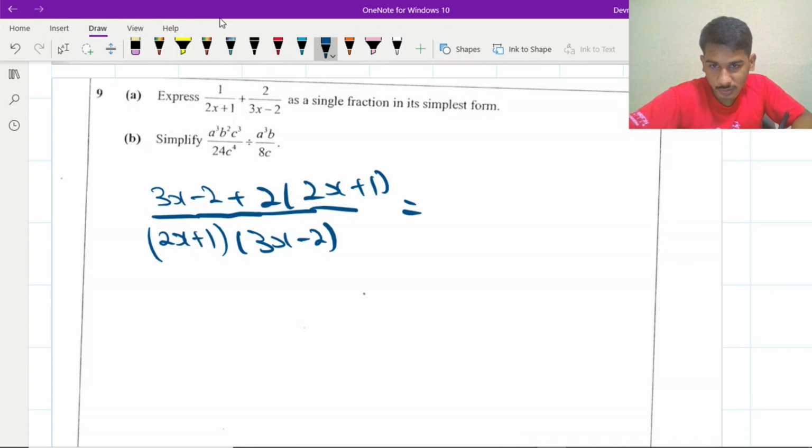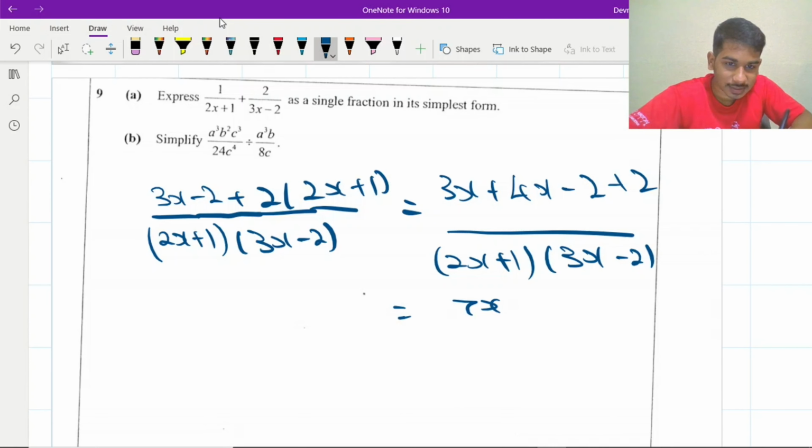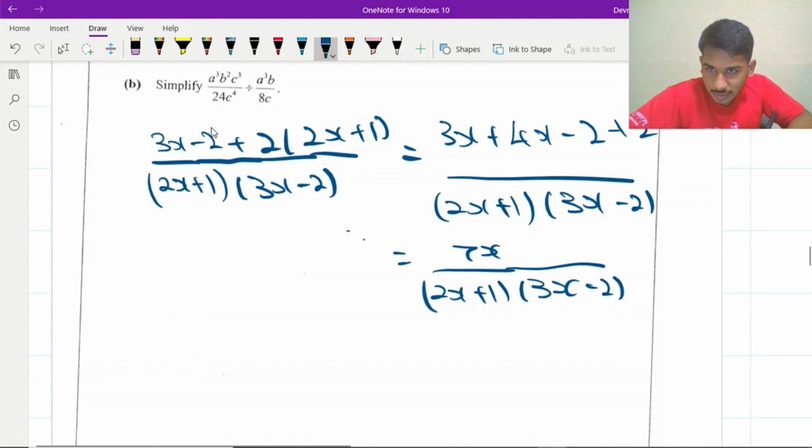So in total we have 3x plus 4x minus 2 plus 2. Oh, that's great. 2x plus 1 times 3x minus 2, and that's going to give us 7x over 2x plus 1 times 3x minus 2. Okay, what else? Let's try b. Simplify that thing.